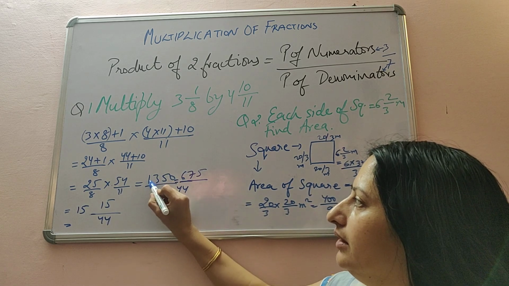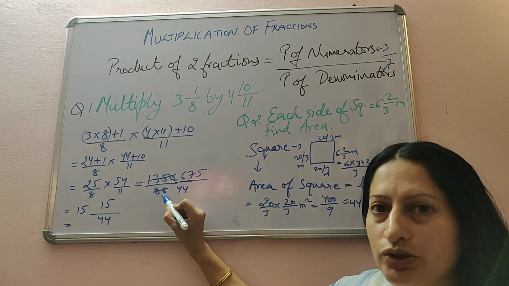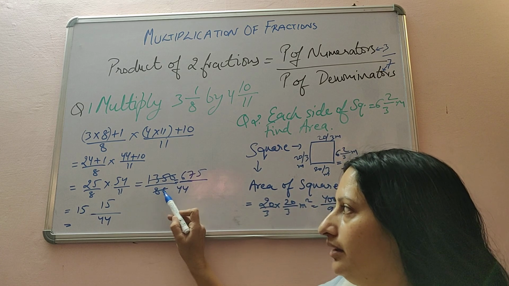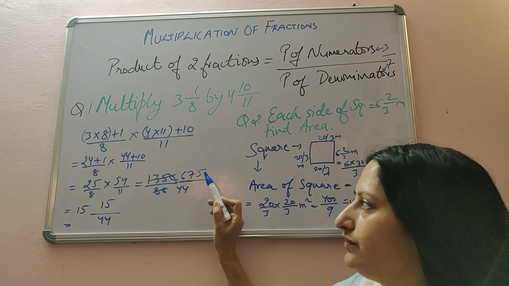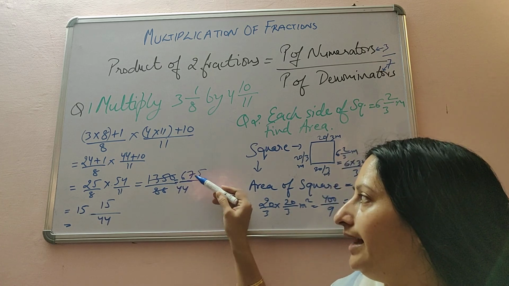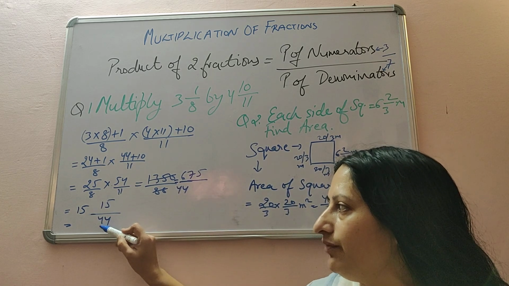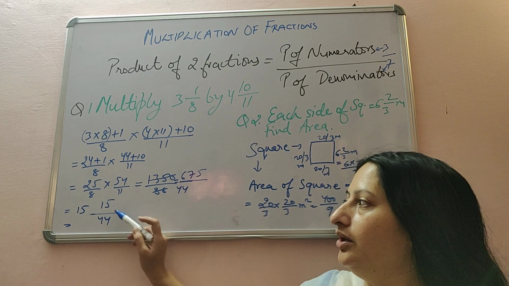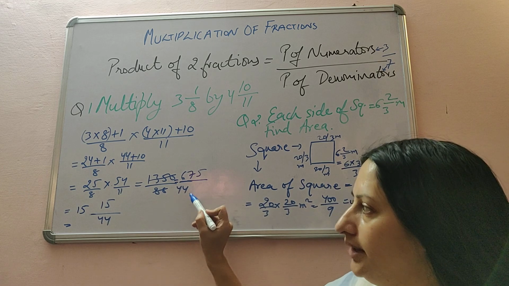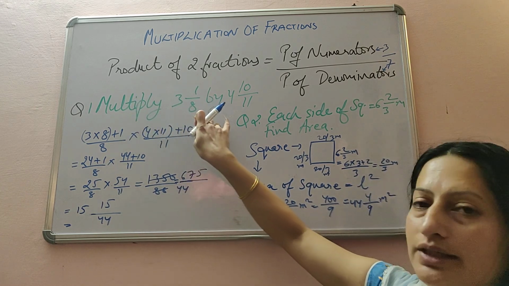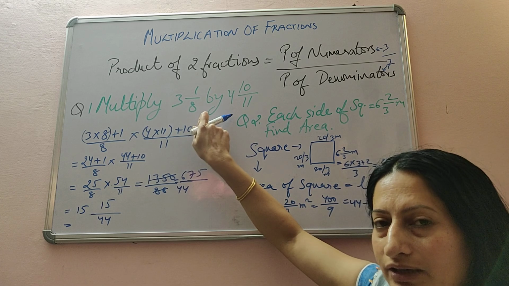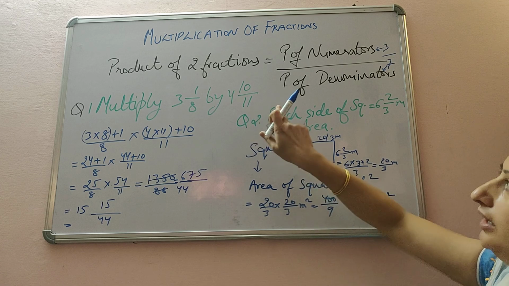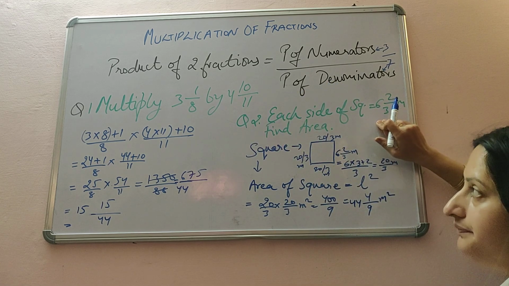Now I am dividing both sides by 2. When I divide both sides by 2, then it will come 44 and 675. So 675 by 44 can be written in the form of a mixed fraction, that is 15 by 44. Okay. So I hope you have understood how multiplication of two mixed fractions can be easily done.